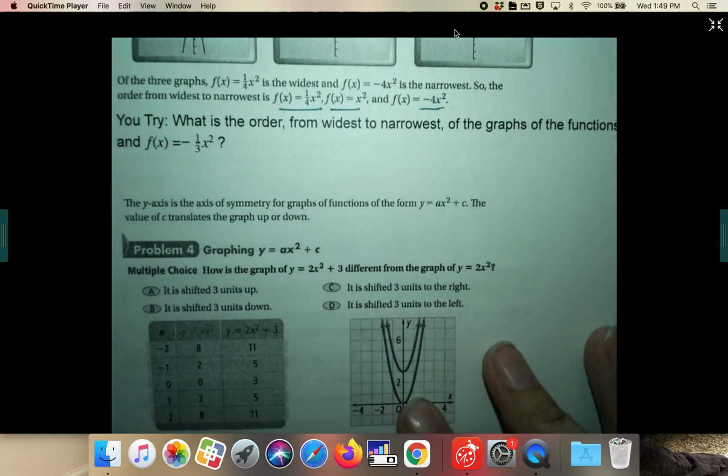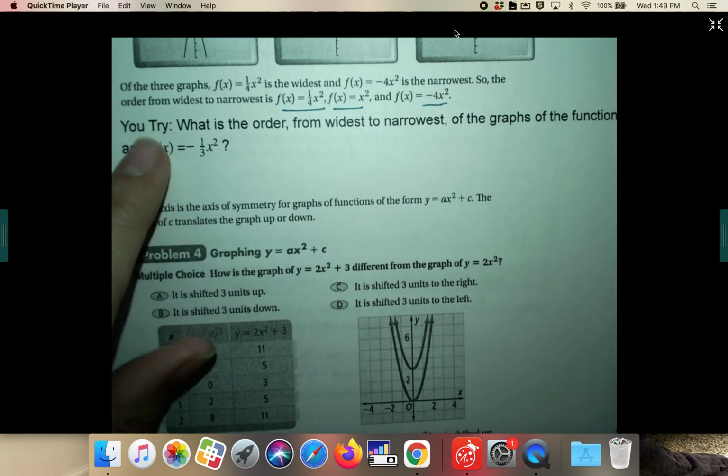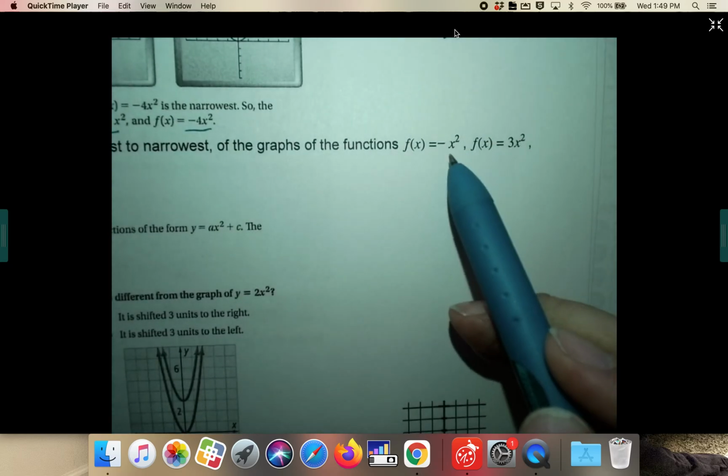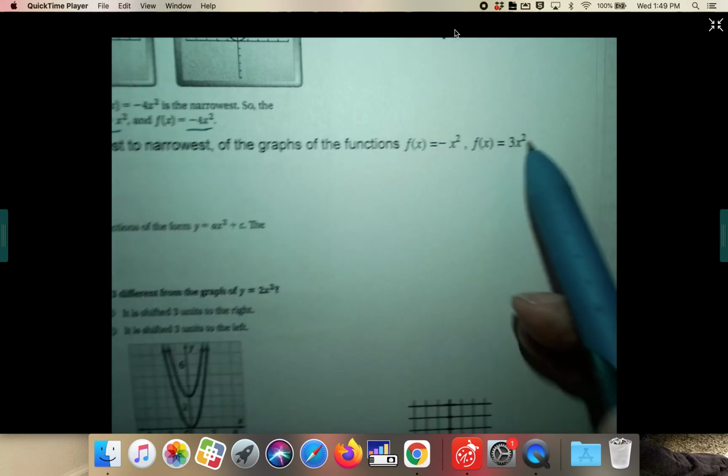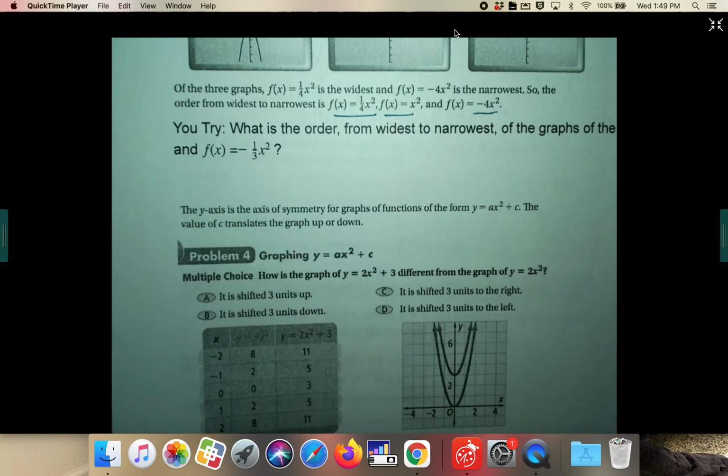So now I want you to try. Push pause and do this you try, ordering from least to greatest: negative x squared, 3x squared, and negative 1/3 x squared.